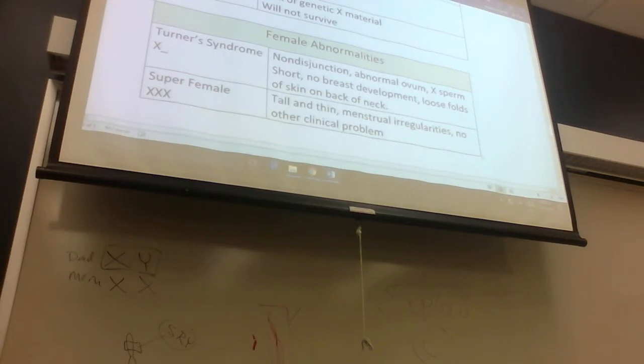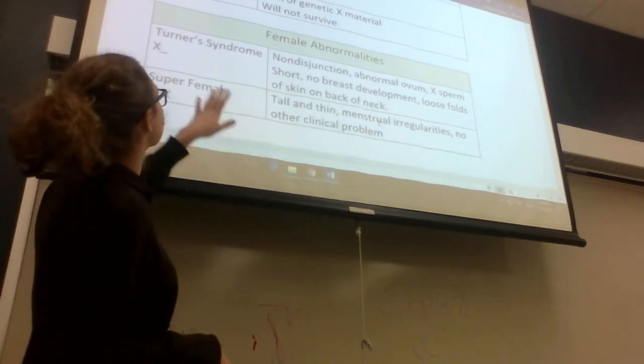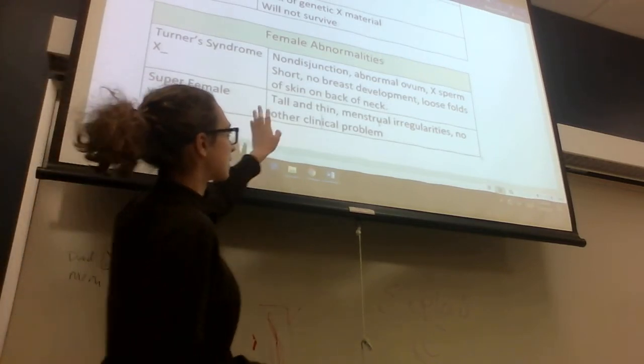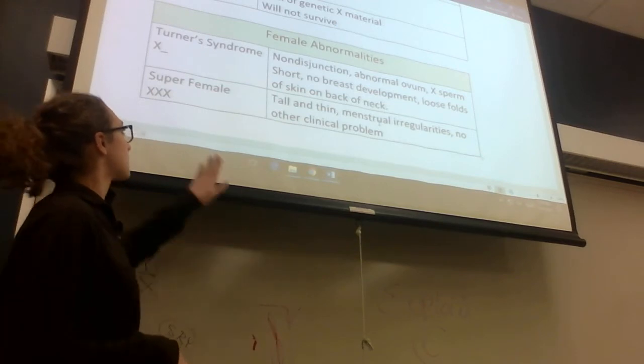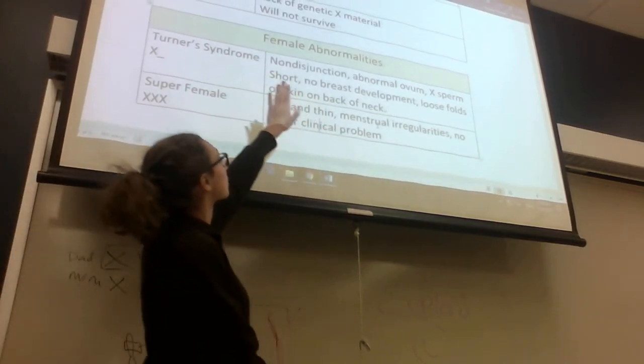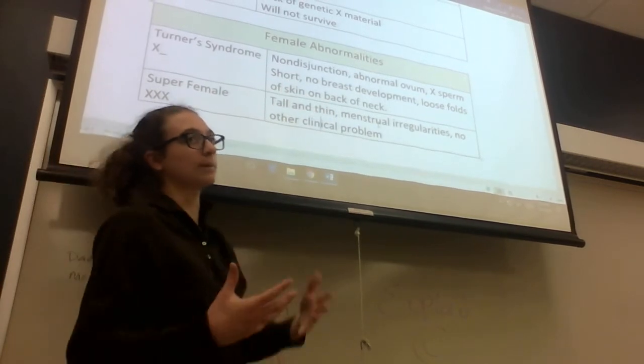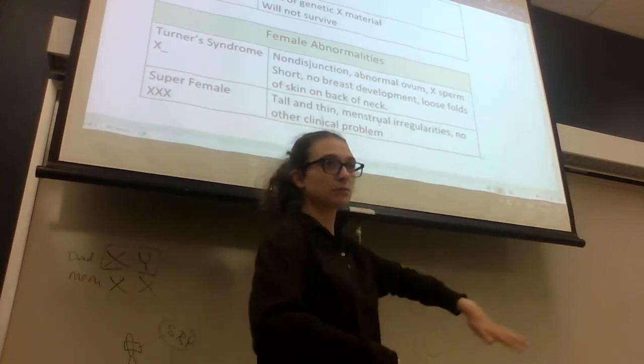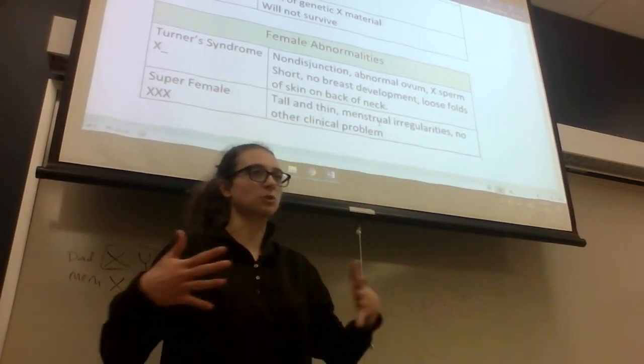Next, you'll have XXX, super female. Tall, thin. You'll have some menstrual irregularities, but no other problems. If you have an extra Y, you're tall, you're violent. If you're a super female, you're just tall and thin with some menstrual stuff. But the reason why you have menstrual irregularities and the reason why you get the violence is a hormonal thing. In the male, it's too much testosterone. In the female, an extra X will lead to hormonal stuff, and that's why you have the menstrual irregularities.